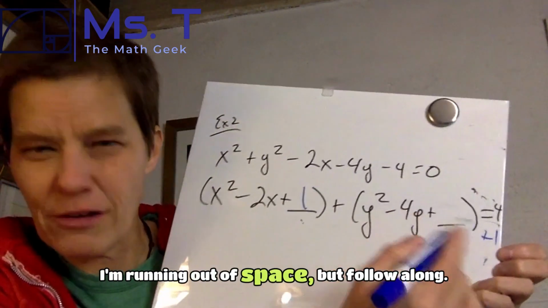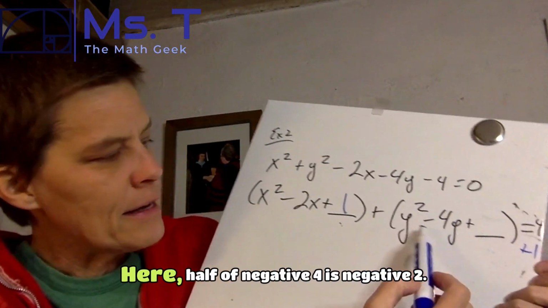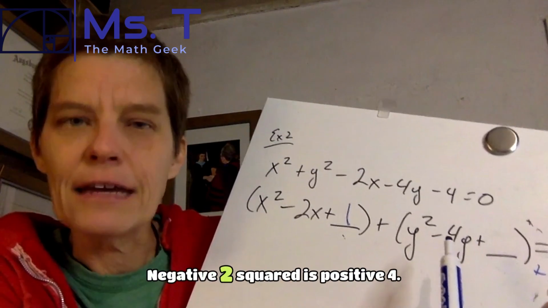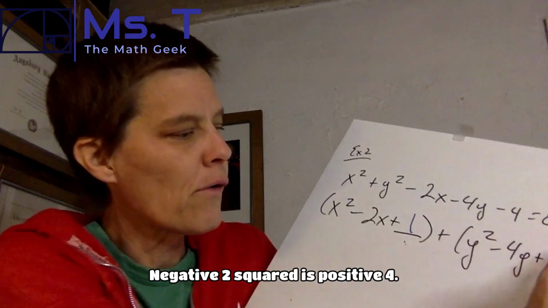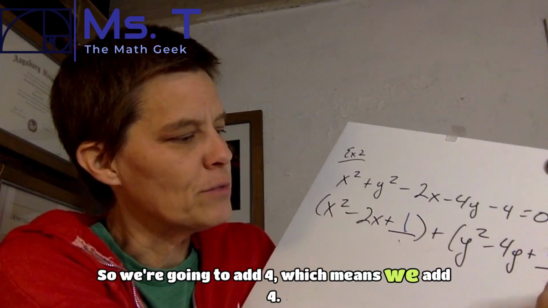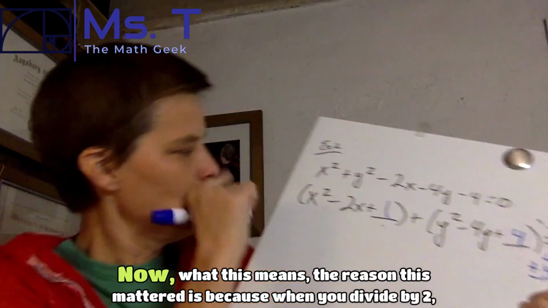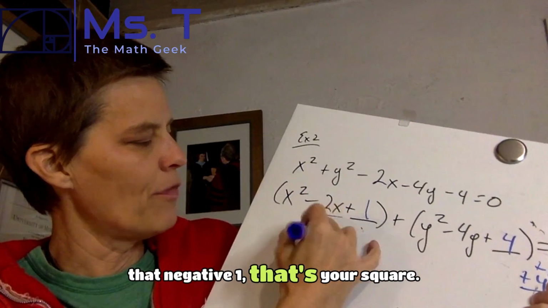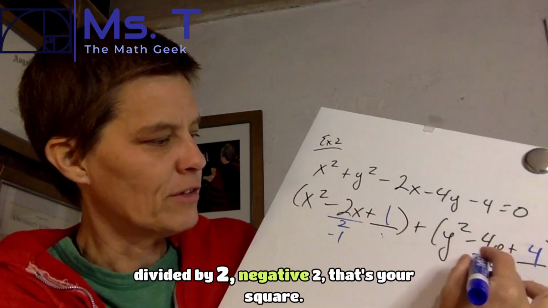I know I'm running out of space, but follow along. Here, half of negative 4 is negative 2. Negative 2 squared is positive 4. So we're going to add 4, which means we add 4 over there. Okay? Now, the reason this mattered is because when you divide by 2, that negative 1, that's your square. Divide by 2, negative 2, that's your square.